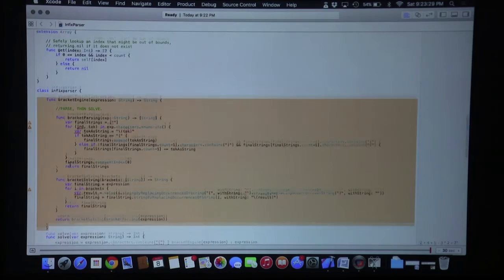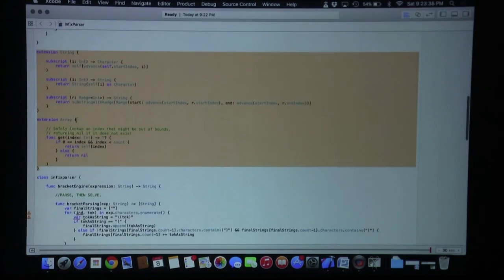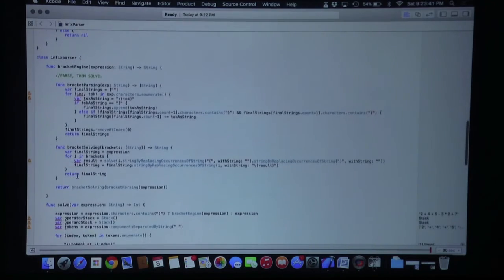In case you were wondering, these are the only two things that I've taken from Stack Overflow. The rest is all mine, completely. These are the only two things that were from Stack Overflow. Anyway, so this is the bracket engine.